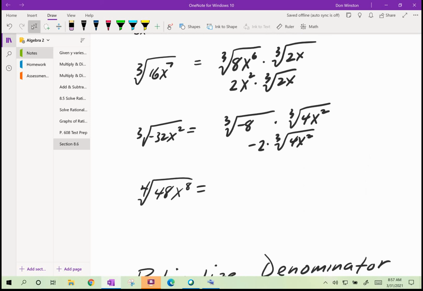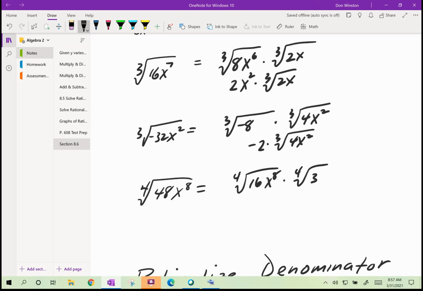And then finally here, I have the fourth root of 48 times x to the eighth. Well, again, I'm thinking, what's the largest perfect fourth root factor of 48? So I go 2 times 2 is 4, times 2 is 8, times 2 is 16. 16 times 3 is 48. So I would write this the fourth root of 16. And then x to the eighth. Why? Because 4 is a multiple of 8. And then I would have left over the fourth root of 3, because 16 times 3 is 48.